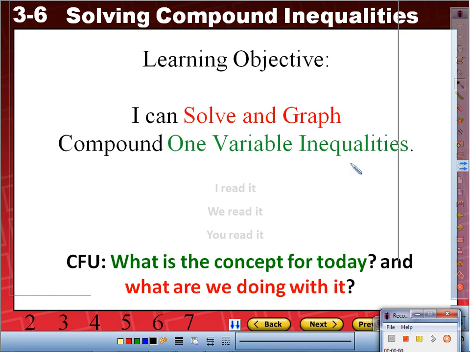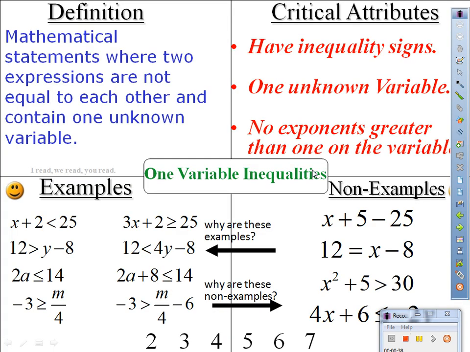And compound, I'm going to explain what they are. And this is where we start putting all the pieces together. You're going to see how it's a little challenging, but you'll see how everything comes together, pretty neat. Okay? So we know what one variable inequalities are. We're still on the same concept. Gave you guys definition, example, non-examples.